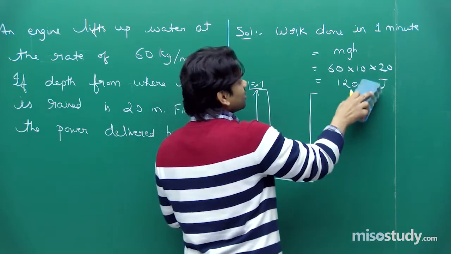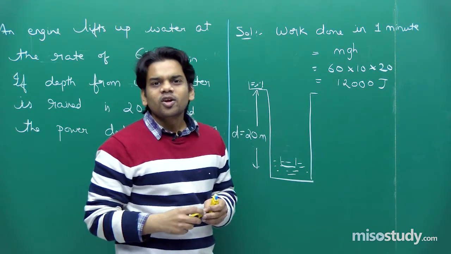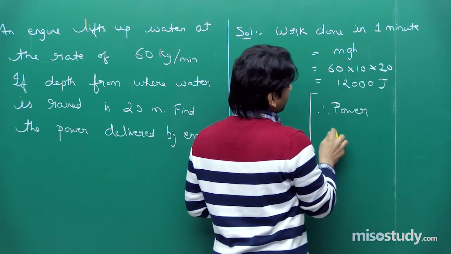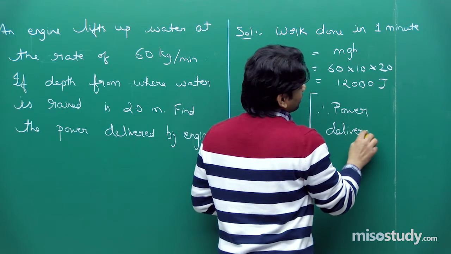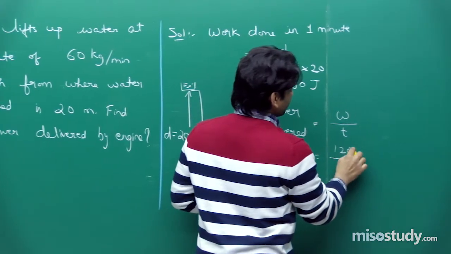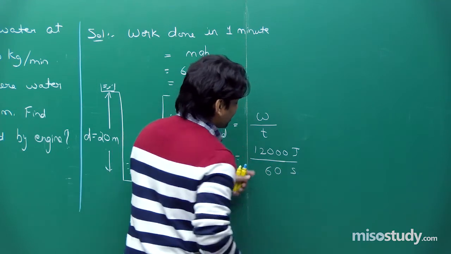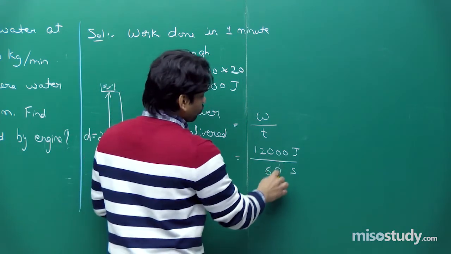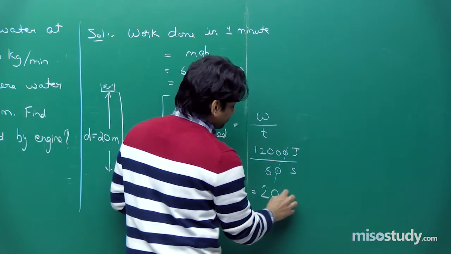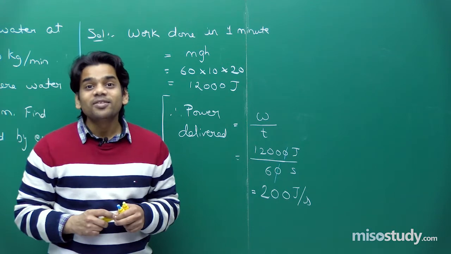12,000 joules. This is the amount of work done while the water was lifted through a height of 20 meter, as you can see here. Now this much work is done in 1 minute. Therefore power delivered will be given as work done divided by time. Work done here is 12,000 joule divided by time taken, which is 1 minute. In SI unit that is 60 seconds. We can cancel out this 0, and we'll have 200 joule per second. This is the value of power delivered by the engine.